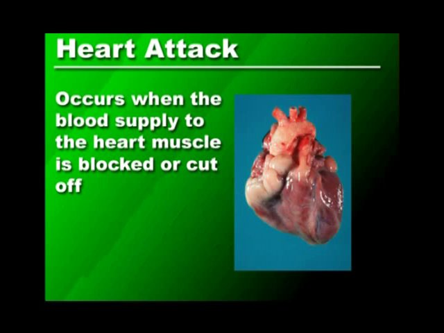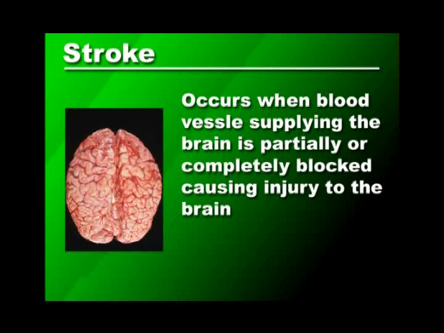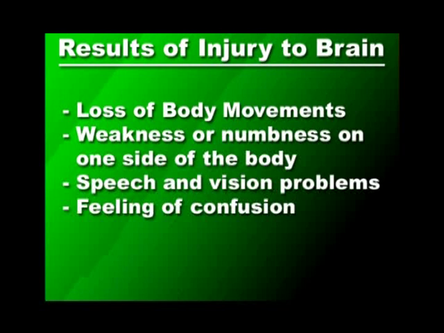Sometimes these diseases may lead to a heart attack, which occurs when a clot blocks the arteries of the heart. A stroke is also a brain attack. It occurs when a blood vessel that supplies blood to the brain gets completely occluded. If that happens to you, you may have different manifestations, which may cause injury to the rest of the body. The results of the injury to the brain are loss of body movement, weakness and numbness in part of the body, speech and vision problems, and sometimes confusion.